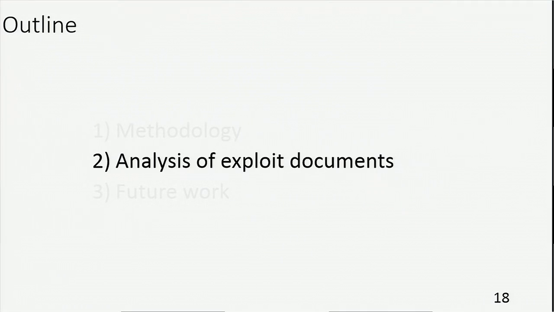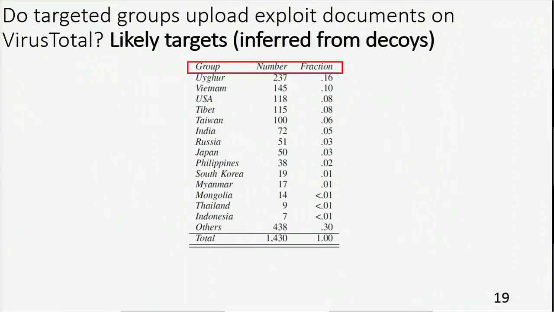So now I'll give you some summary results of the analysis we did on these documents. One of the first questions that we wanted to answer is, are we actually seeing targeted attacks in VirusTotal? And the short answer is yes. So in this table, each row contains the affected group, the number of examples that we found, and the fraction of the total. So we found over 1,400 cases that were clearly targeted attacks.